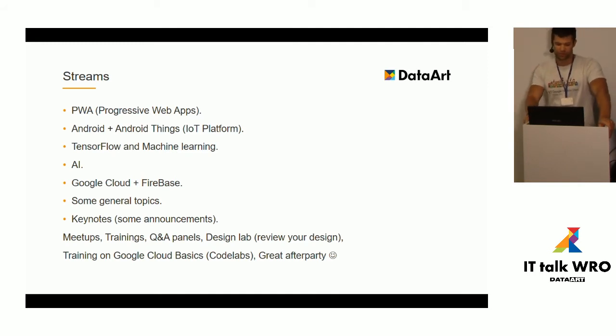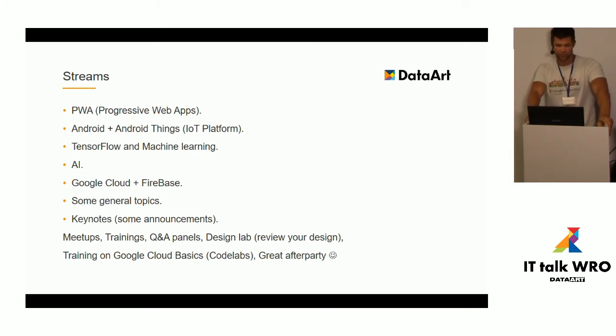One of them was PWA, progressive web apps. There were a bunch of presentations on this topic. Another topic was Android and Android Things. Again, we'll do some review of this stream too. Android Things is a new IoT platform by Google. There were many topics and many presentations on it.